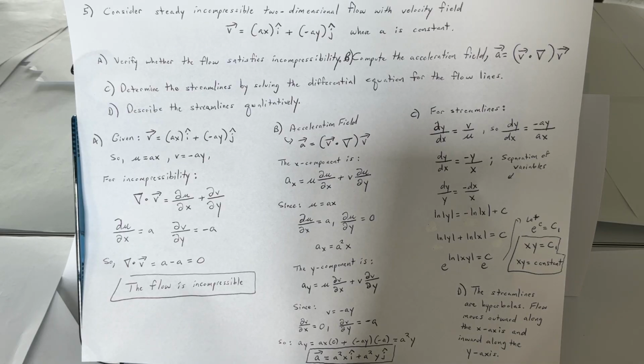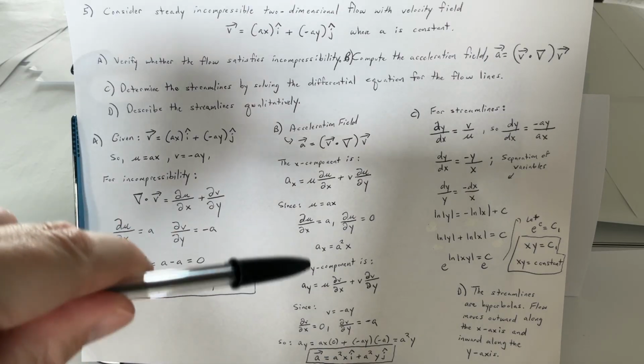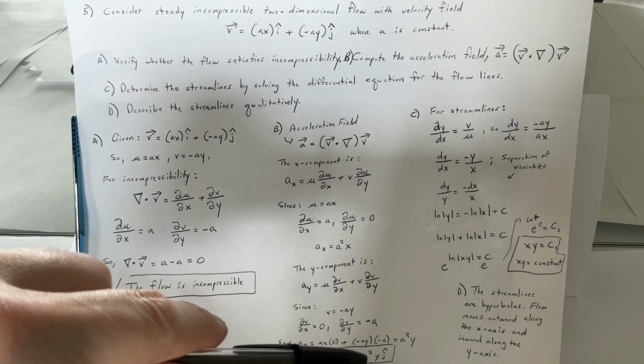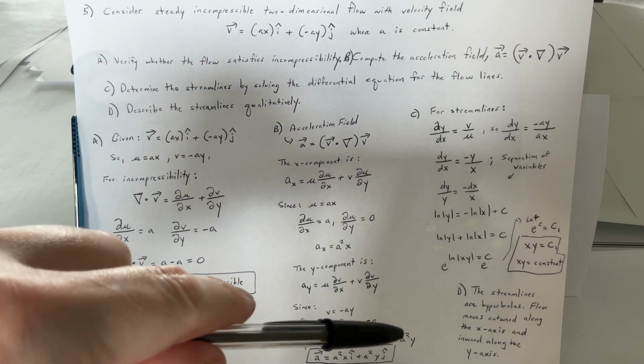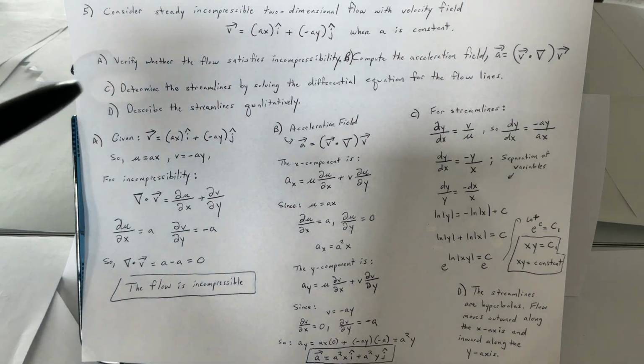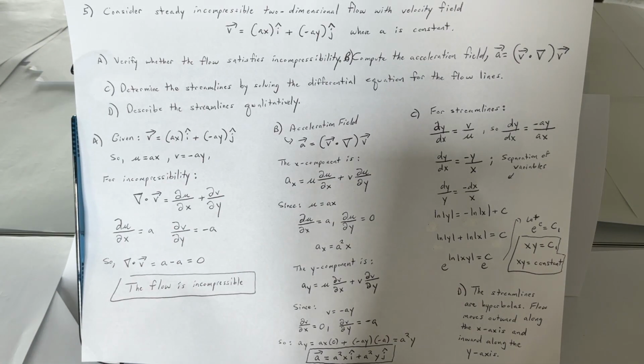I should say rather, this is the x component, the component in front of i, this a sub x, and this is the component in front of the j, this a squared y j hat. Okay, so for streamlines, for letter C, determine the streamlines by solving the differential equation for the flow lines.